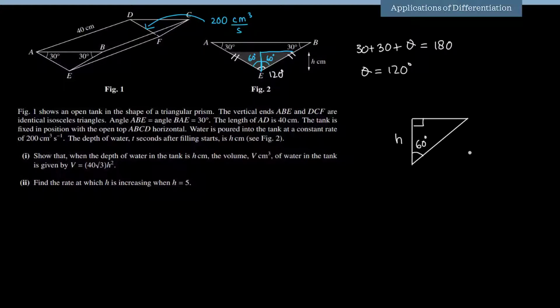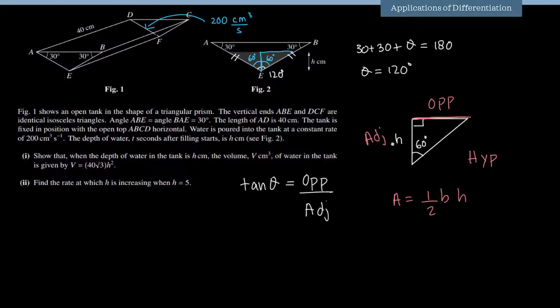In this triangle, this side is the hypotenuse, this side is the opposite side, and this is the adjacent side. I am concerned with finding the area of this triangle, and to find the area of a right angle triangle, we use this formula: area is equal to 1/2 times base times height. So I need to find the length of this base. So I'll apply right angle trigonometry over here. You know that tan theta is equal to the opposite side divided by the adjacent side. The adjacent side is h and the angle is 60. So tan 60 is equal to the opposite side divided by h.